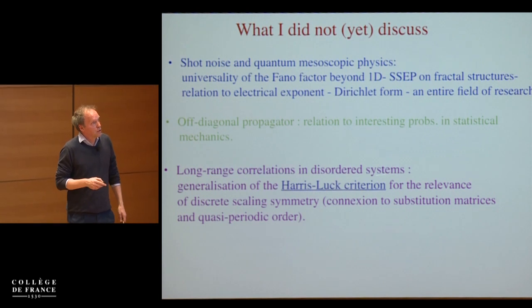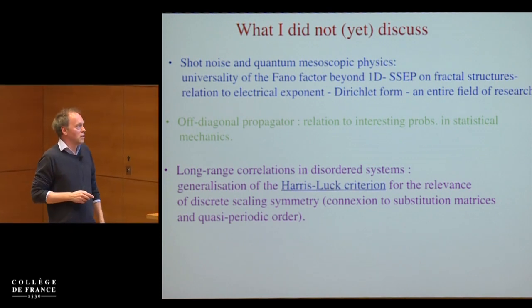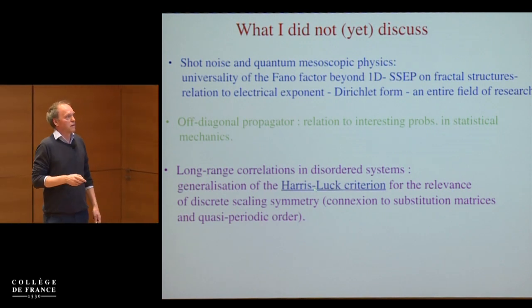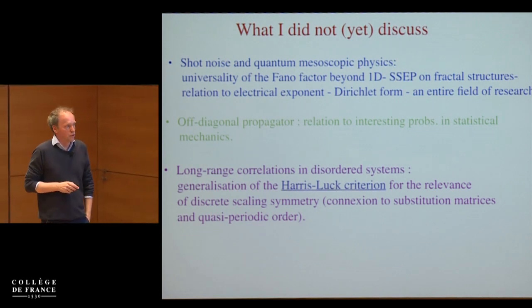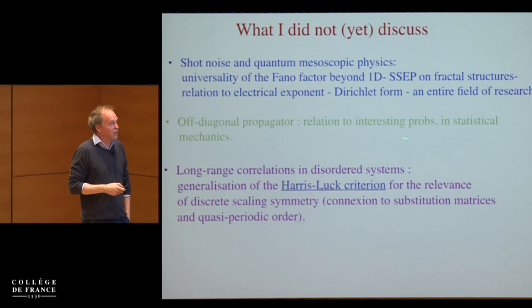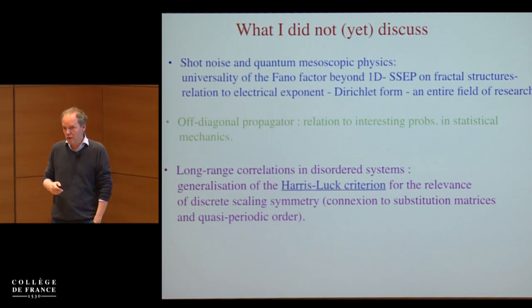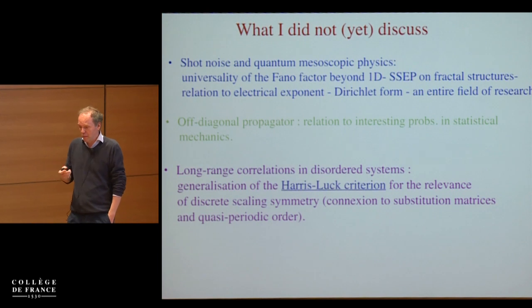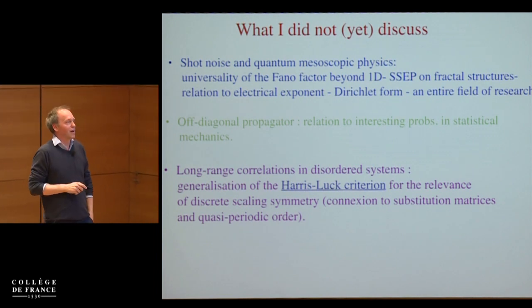And in fact, in order to know if the disorder is relevant or not in that kind of systems with long-range correlations, we have to generalize something that is called the Harris criterion, what I call the Harris-Luck criterion, for Jean-Marc Luck, Saclay, about the relevance of discrete scaling symmetry in such problems. And here there is, again, a really beautiful set of connections between this kind of problem and substitution matrices and quasi-periodic order, exactly the same way that I presented it in the last lecture, and the topological connection to this. So this is really something that I like very much.